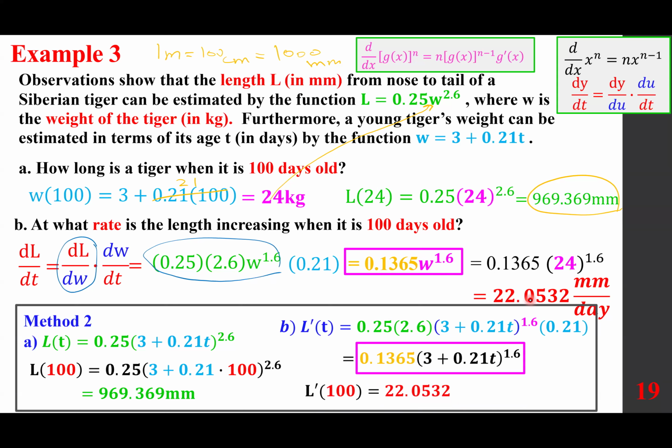And again, it's positive. It means increasing, because most of the time they use changing rather than increasing, and you would say it's increasing because it's positive. So that means the length of the tiger is increasing at a rate of 22.0532 millimeters per day when it's 100 days old. That's the meaning.